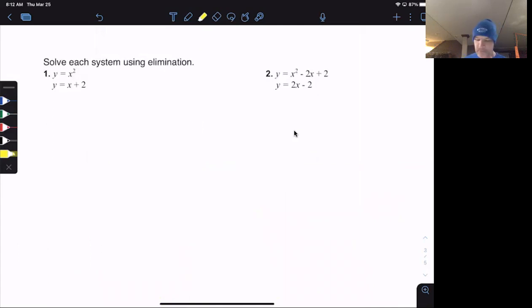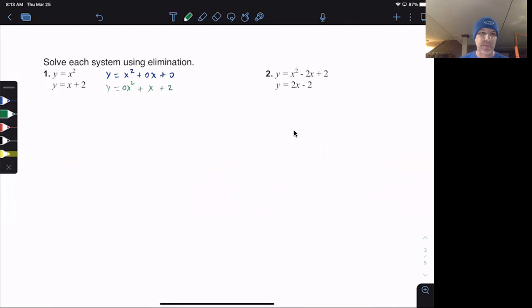Now, we can also solve each system using elimination. So what I would do if I was going to do elimination is I would rewrite everything and I would include all the missing parts as placeholders, right? So y equals x squared has no x's and has no constant. The next one has no x squareds, has an x, and has a 2, okay?